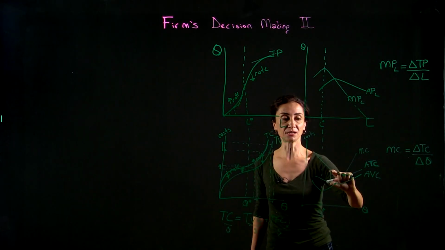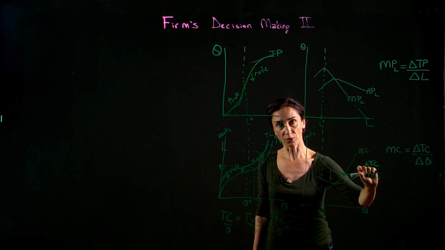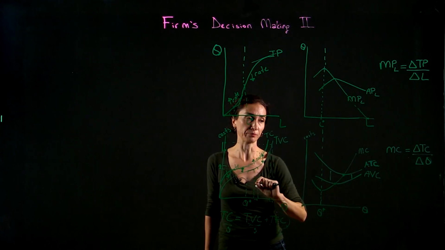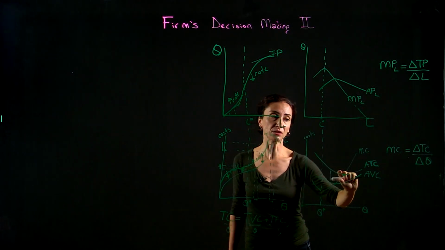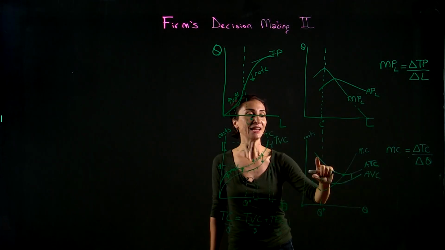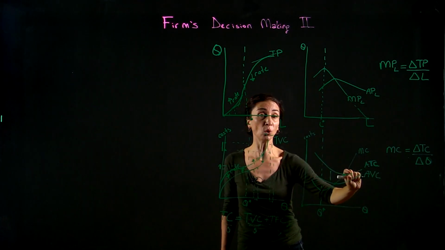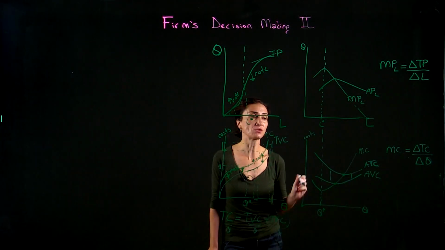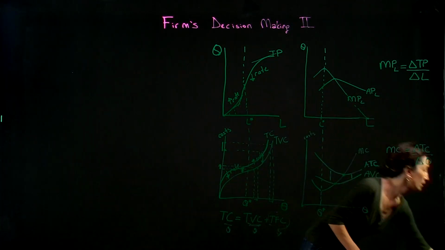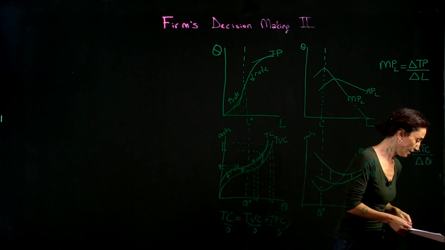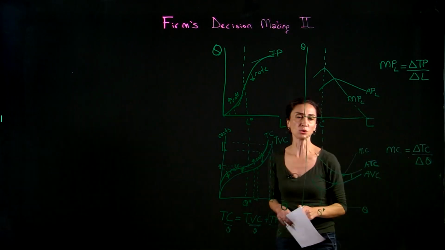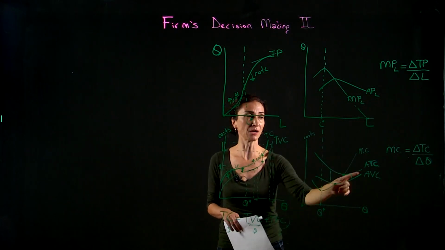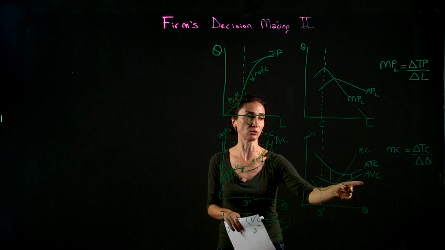So the vertical distance between these two curves is called average fixed cost. And there is a reason I draw it like this. This is not by mistake. The distance gets smaller because average fixed cost is a downward sloping curve. It is not U-shaped, unlike average total cost and average variable cost.